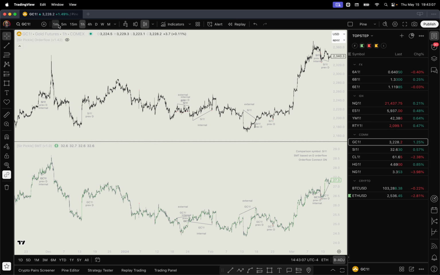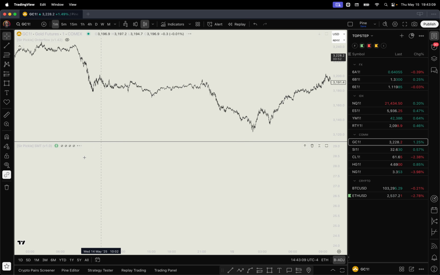Please also keep in mind if you're on 1 minute, for example, and you use Order Flow Connect, it still doesn't have the monthly order flow data, for example, because it doesn't exist in the order flow indicator. So you have to really make sure that you still do your due diligence, that you still understand how to use the order flow indicator, and only then it can make sense to connect it.